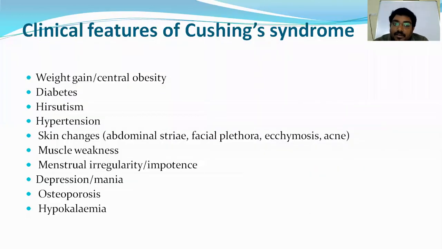Then diabetes, hirsutism, hypertension, skin changes, muscle weakness, menstrual irregularity, and in males impotence, depression and mania, osteoporosis and hypokalemia. These are the clinical features of Cushing syndrome.